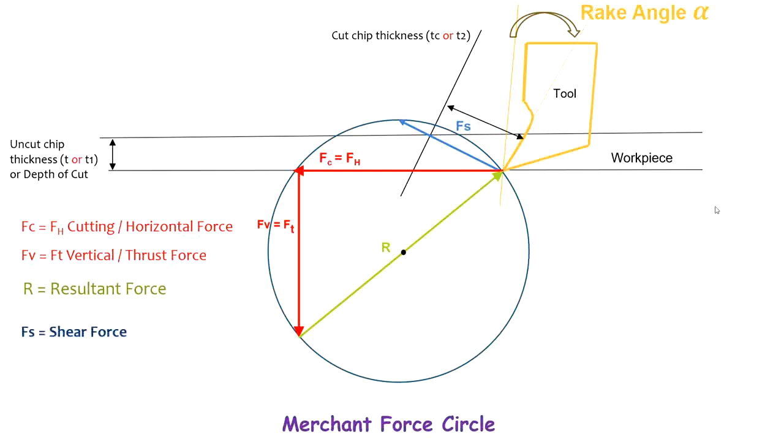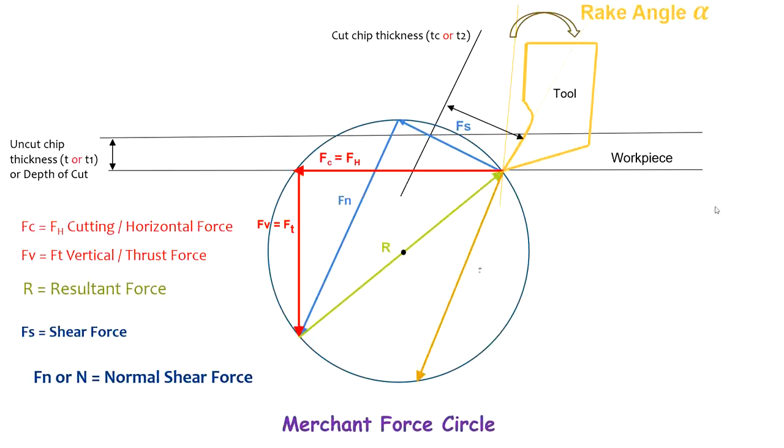Now again we are going to draw one normal to this shear force, and that is the normal force. After getting these two forces, next we are going to draw the frictional force. This frictional force is designated by the letter F, and it is generated at the tool-chip interface. Next, again we are going to draw one normal line to this frictional force, designated by the letter N, that is again the normal force.